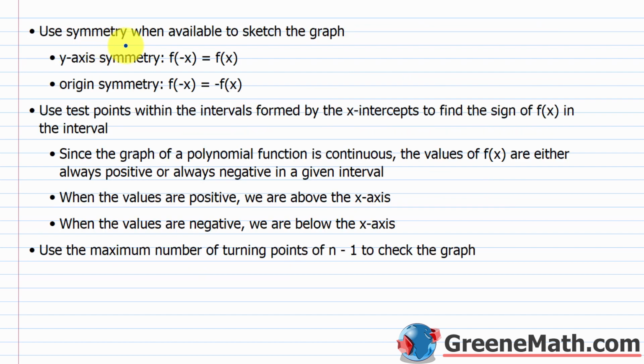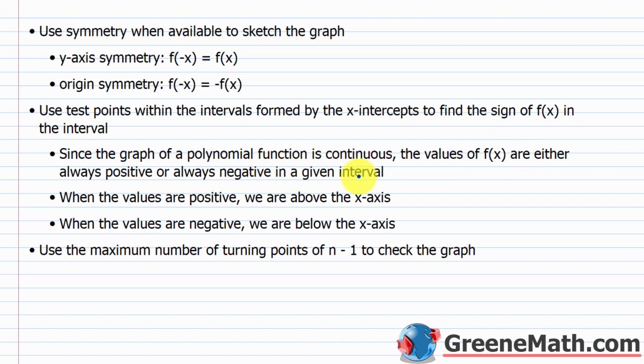All right, we have use symmetry when available to sketch the graph. So you can't always use this. So y-axis symmetry, f of negative x equals f of x. Origin symmetry, f of negative x is equal to the negative of f of x. So sometimes you can use that to help. And then we have use test points within the intervals formed by the x-intercepts to find the sign of f of x in the interval. So since the graph of a polynomial function is continuous, remember no holes or breaks, the values of f of x are either always positive or always negative in a given interval.